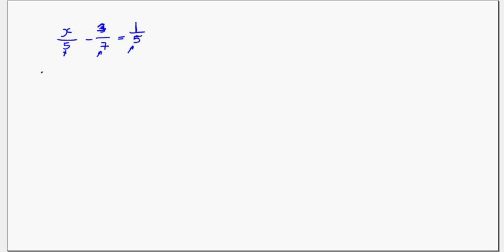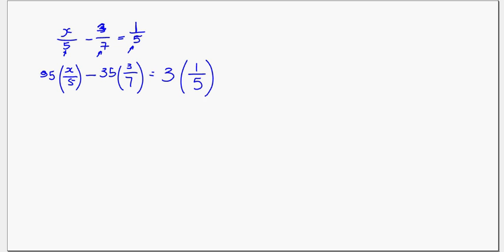So we're going to take the 35 and multiply it. I'll use brackets to mean multiply. We're going to multiply it by x over 5. We're also going to multiply it by 3 over 7. And we're also going to multiply it by 1 over 5. 35, sorry. Okay? Is everybody clear on that so far? Good.